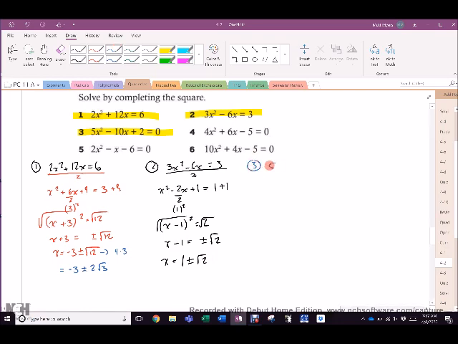3, 5x squared minus 10x plus 2 equals 0. Don't like that 5, but ugh, crap. I can't do 5 divided by 2. So I take out that 5. And I move that 2 over there, negative 2. Now, here, I'm missing my c. Divide by 2 squared is 1. So I added a 1 right there, but I have to remember, it's multiplied by 5. So I really added 5.